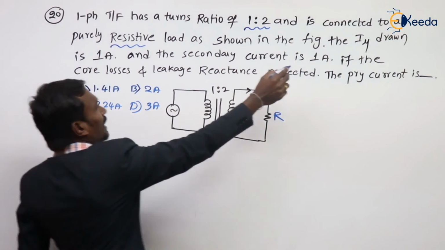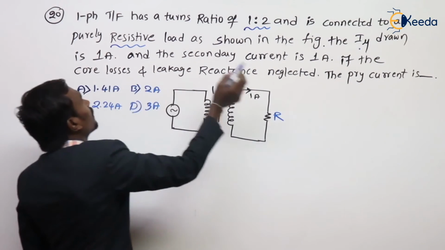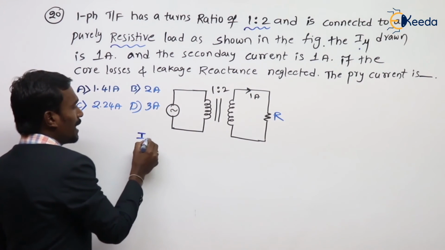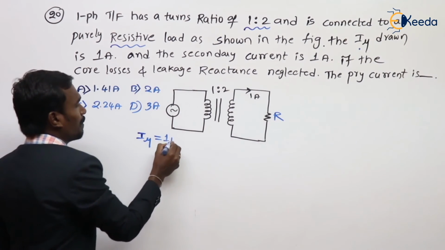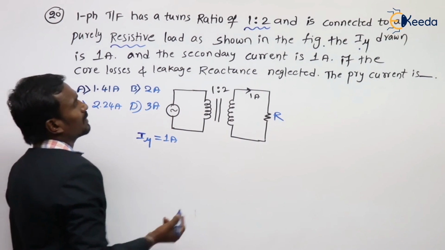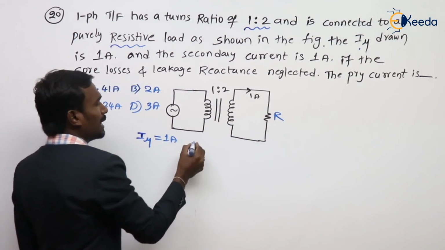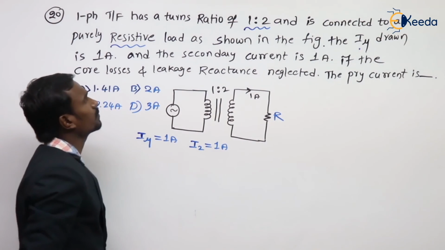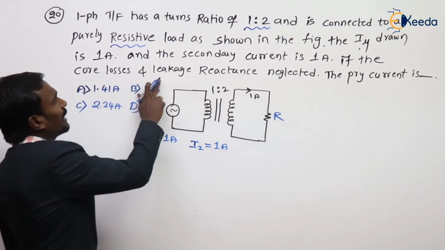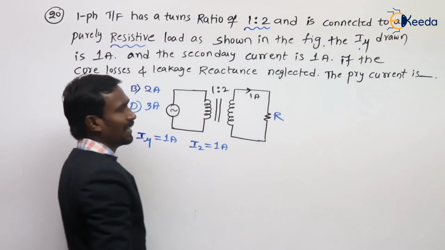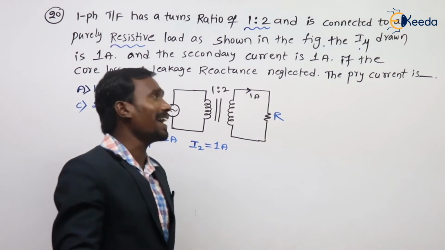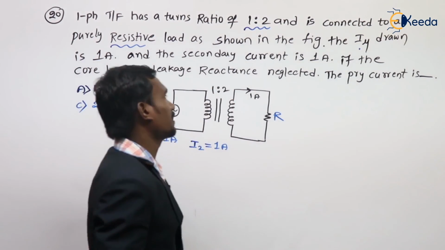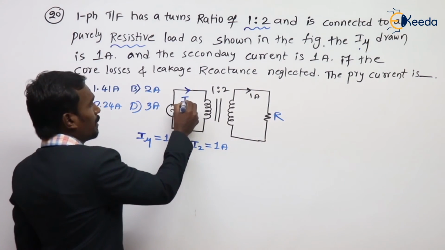The magnetizing current drawn is 1 ampere, and the secondary current is also 1 ampere. If the core losses and leakage reactances are neglected, then they want the primary current.